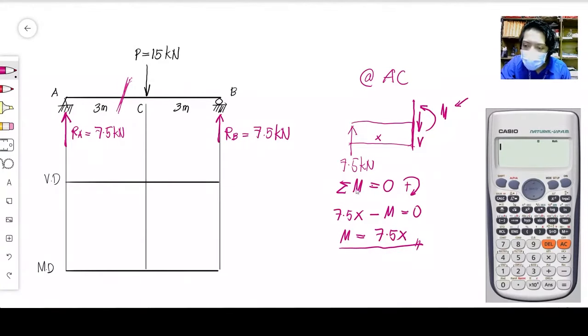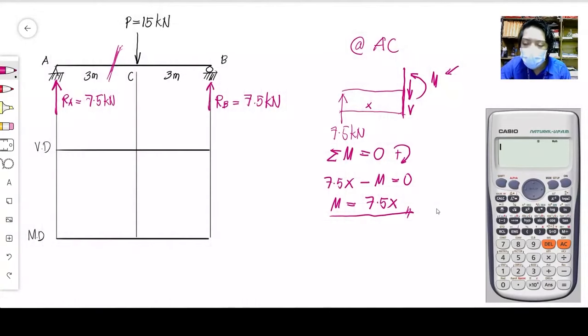Now, the explanation why I got the equation of the moment diagram first is that the relationship between the equation of the moment diagram and the equation of the shear diagram is that when you get the first derivative of the equation of the moment diagram, you will get the equation of the shear diagram. So, the derivative of the moment diagram is the shear diagram. Now, the derivative of 7.5x is 7.5. So, this is your equation for the shear diagram.